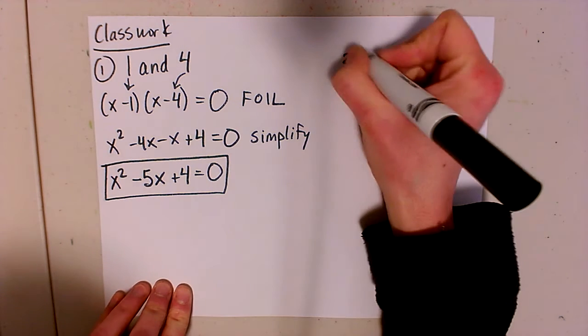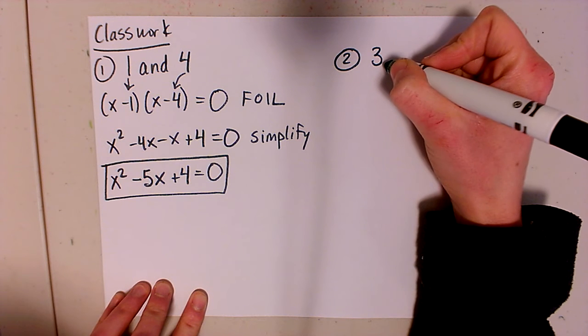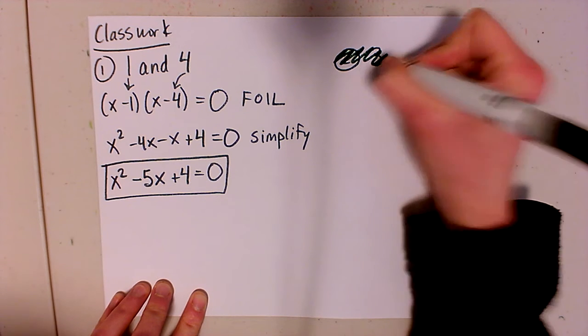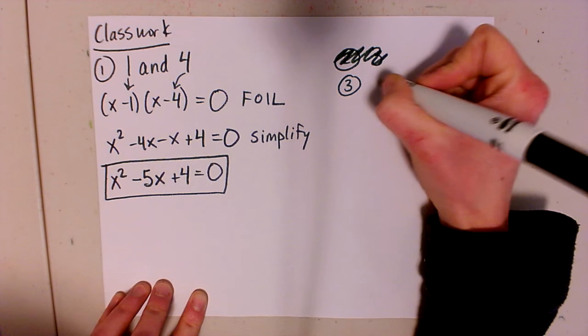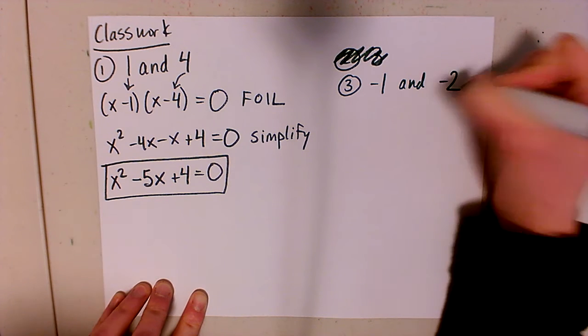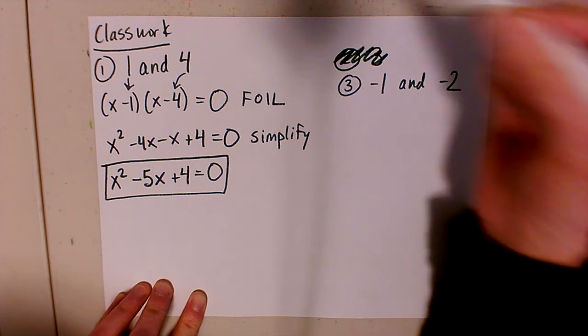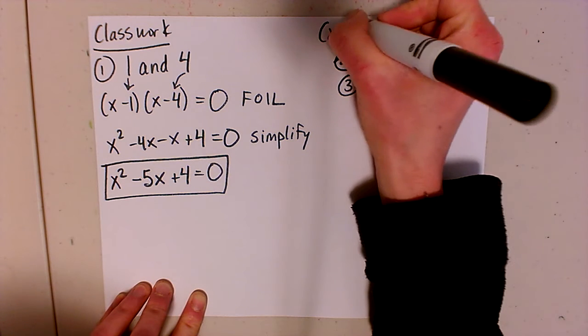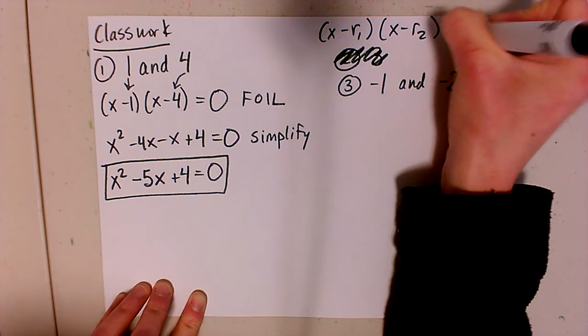We'll go ahead and do one more like this. So if we do number 2, let's see, actually let's make things a little more interesting. Let's do number 3, which throws in some negatives. So for number 3, our two solutions are -1 and -2. So if we plug these into the format that we were given at the very beginning, x minus r sub 1 times x minus r sub 2 is 0.